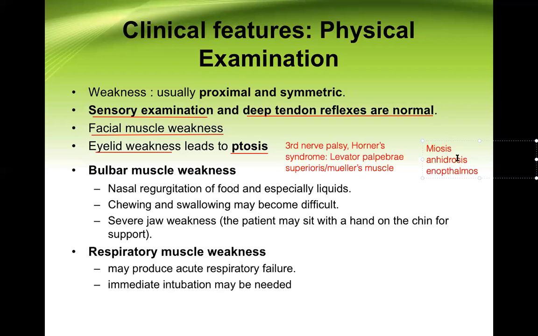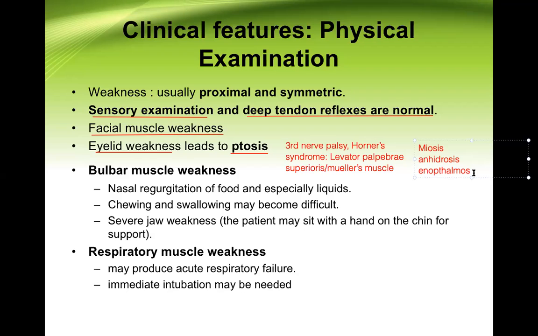Now, see there, miosis is a constriction of the pupil. Miosis, because the function of sympathetic neurons is dilation of the pupil. Sympathetic neurons are damaged here, so the pupil will be constricted. So miosis, very easy to explain. And anhidrosis, lack of sweating on the forehead area. And enophthalmos means the eyeball is sunken inside. The pad of fat which is present behind the eyeball is atrophied in case of Horner syndrome. So there is enophthalmos. So these are some other components of Horner syndrome.